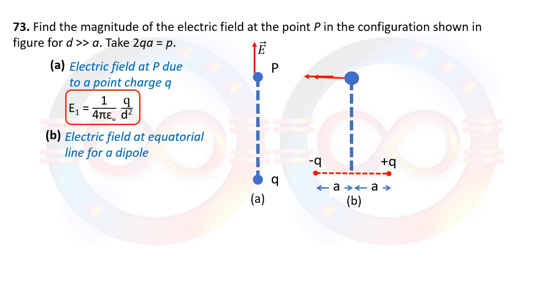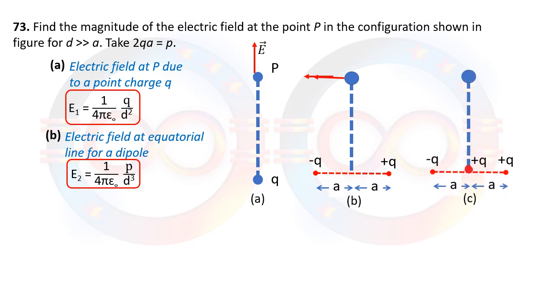After calculation, it is nothing but the field at the equatorial line position, and it is 1 by 4 pi epsilon naught, p upon distance cube. So that distance is given over there. Because of a, we can actually write (d square plus a square) whole power 3 by 2. But in the question itself, it is saying d is much greater than a, so a we can neglect and we can write the formula directly.